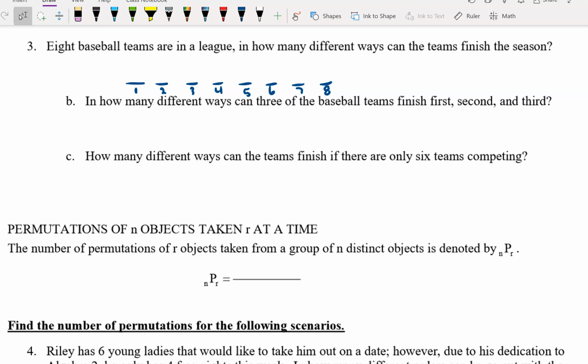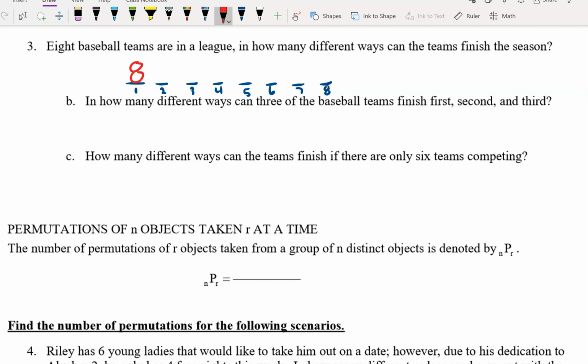Okay, number 3. 8 baseball teams are in a league. How many different ways can teams finish the season? So, I like visuals, so I kind of drew out, like this here is first place, second place, third place, fourth place, fifth place, sixth place, seventh place, and 8th place for the season. So, since there are 8 teams, there are 8 possible different teams that could get first place.